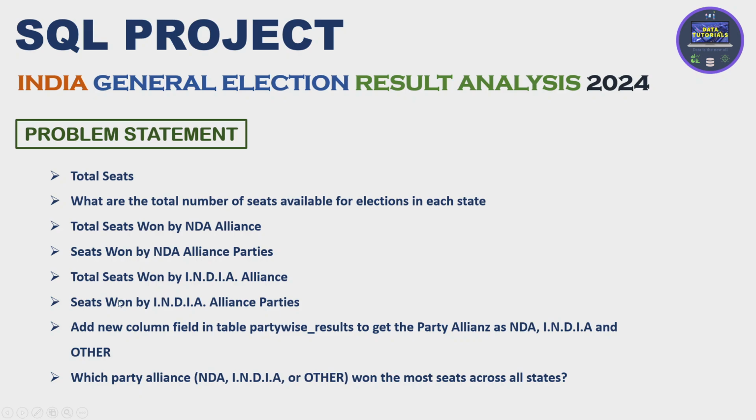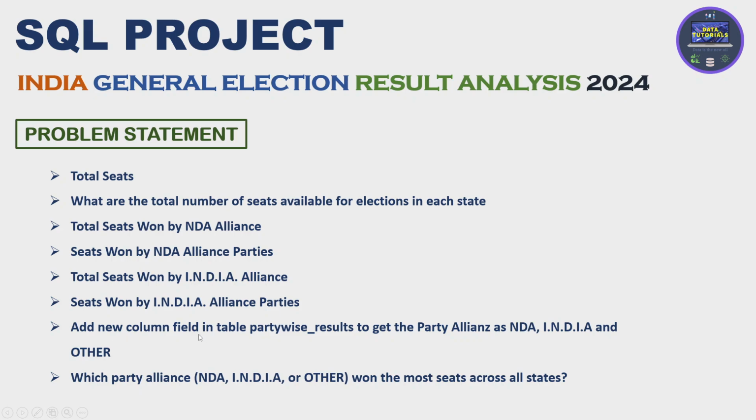So then next we are going to find out seats owned by India Alliance parties. Same, the India Alliance was formed with different parties. Then by considering those parties, how many seats they have owned. So these are a few main objectives which we are going to find out.